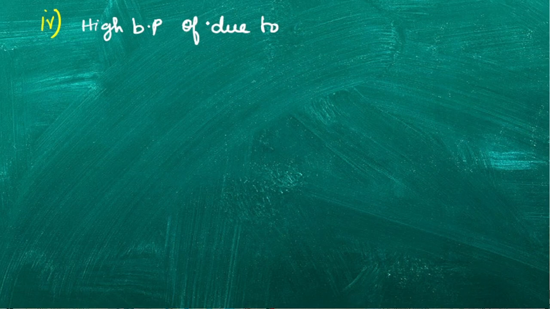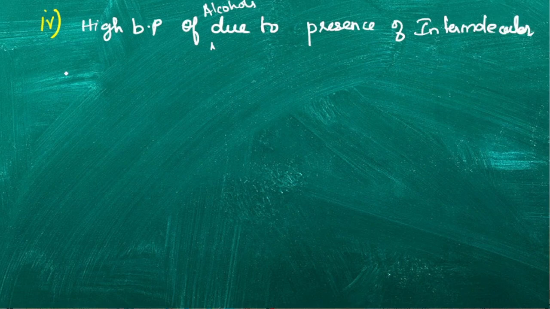So the higher boiling point of alcohols is due to what? Due to the presence of intermolecular hydrogen bonding. So due to this intermolecular hydrogen bonding only, the boiling point of alcohols is much higher compared to other classes of compounds.